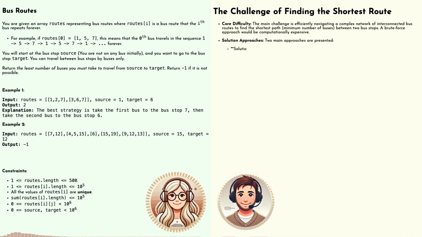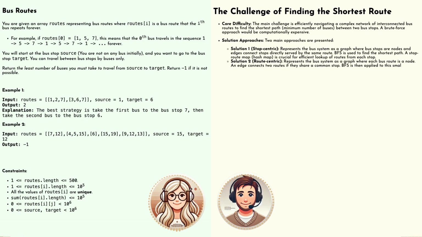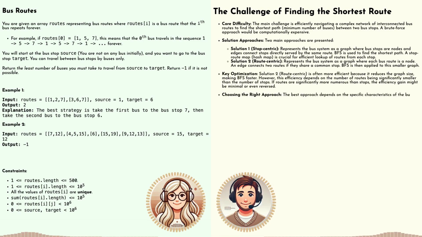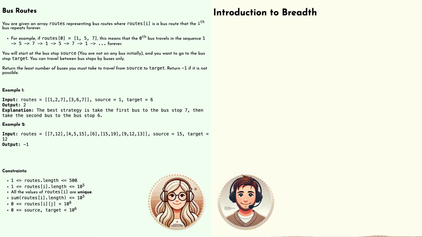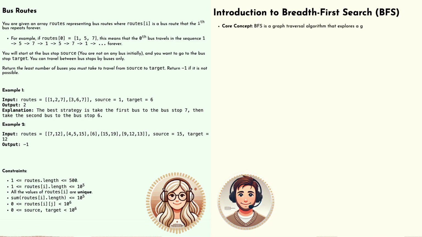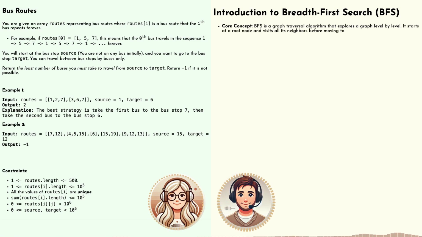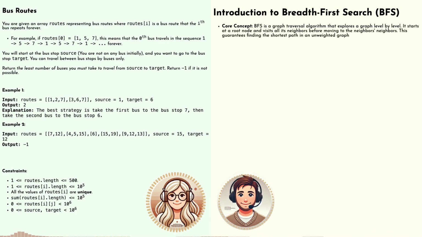Imagine you have all these different bus routes in a city. You've got a list of them, and you need to figure out how to get from point A to point B with the least amount of transfers. We do this all the time, like when we're using Google Maps or whatever. But how do you code that?